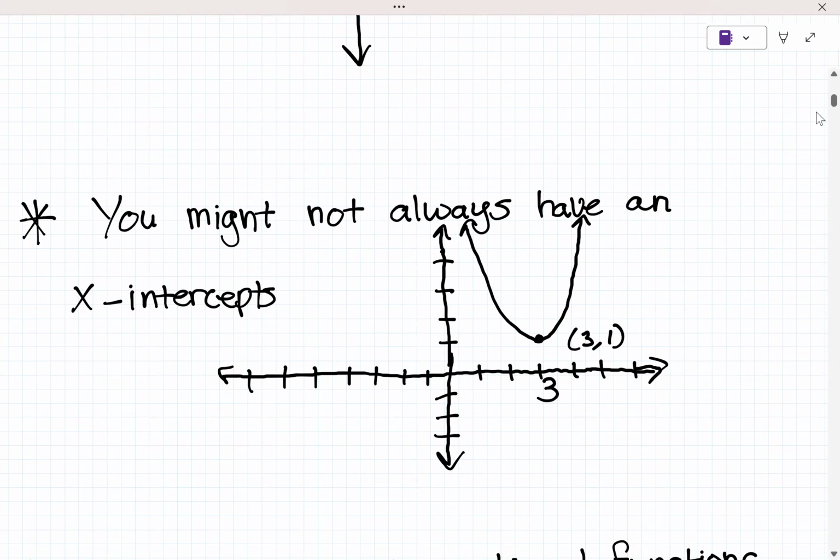Another important keynote is you might not always have an x-intercept. As you can see, you have this concave up parabola, and it doesn't cross the x-axis. This is what's called a vertex, which is basically the lowest or the highest point of a parabola, right? Later on, there is a way to figure out if you actually have x-intercepts. It's called the discriminant rule.